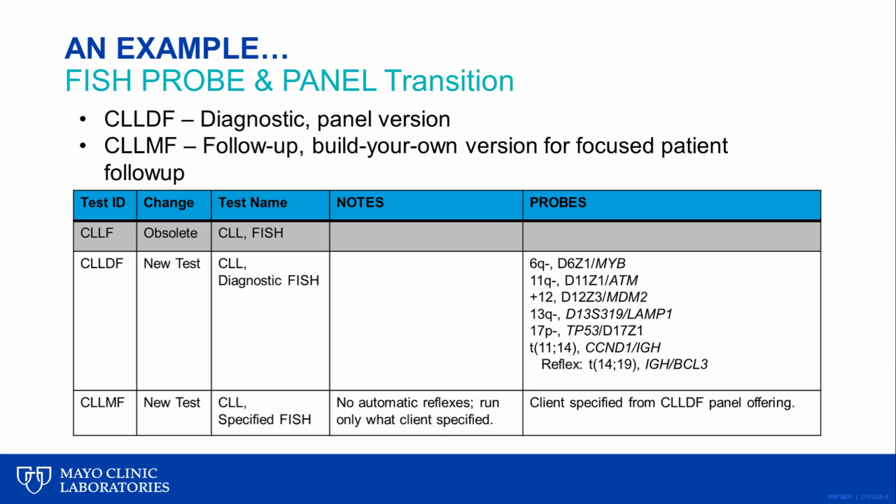The diagnostic panel test CLLDF is appropriate for the diagnostic CLL specimen and includes the entire panel shown here, as well as the reflexes to the IGH BCL3 dual color dual fusion FISH probe set if an IgH translocation is identified. The follow-up or build your own test CLL-MF is ideal for clients interested in detecting specific abnormalities that are offered within the CLL-DF panel. For example, a client could order CLL-MF and specify the chromosome 12 FISH probe for a patient with a previously reported history of CLL with trisomy 12.